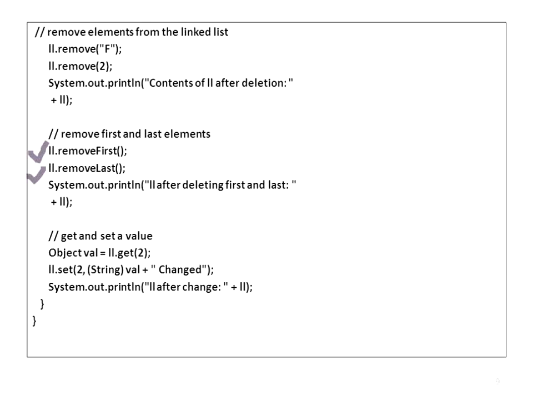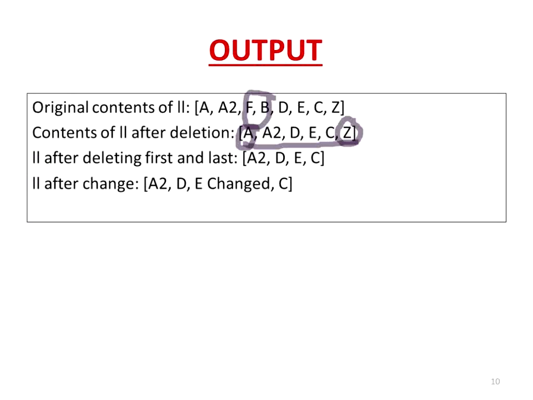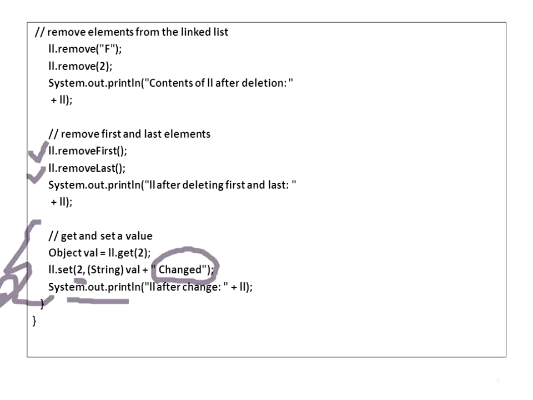Okay. And now the last block of code. Here you have, see, at index location 2, we will include this string that is changed at index location 2. Okay, and then we will print it. So 2 after change. Now what is the index location 2? This is 0, this is 1 and this is 2. So here we will add change also. So that's why we have A2, D, E changed and then C. Again see this code.